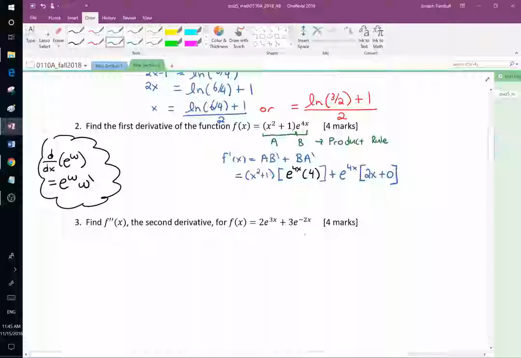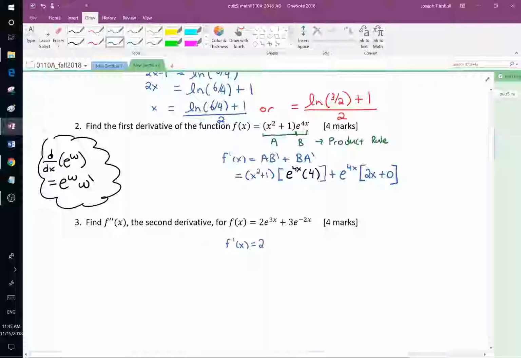Question 3. We're asked this time for a second derivative of a function also involving e, exponential functions with the base of e. So here we go. We're going to do the first derivative. We don't need a product rule here. We have two functions that are being added together, so a product rule is not necessary. Product rule is only for two functions being multiplied together.